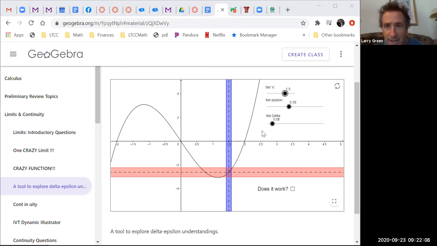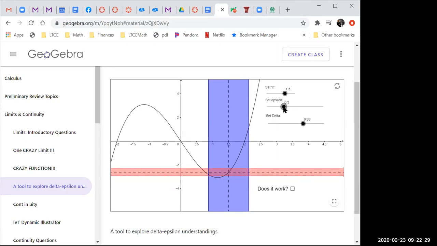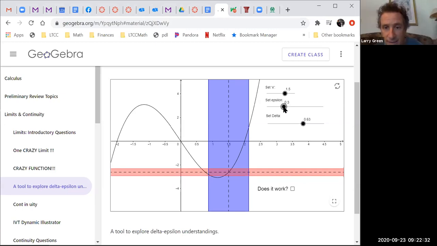So the idea here is that we set x. Right now I have x as 1.5. Okay, so there's my value of x. And then we're going to set epsilon. Let's make epsilon pretty small. How about 0.3? So that means epsilon is 0.3, and I want to make sure I don't go farther than 0.3 away from the y value on the curve.